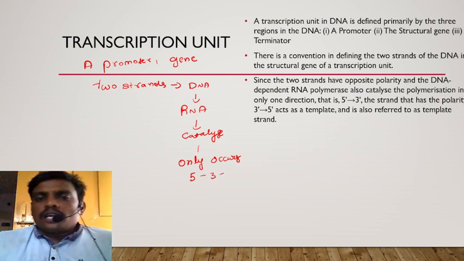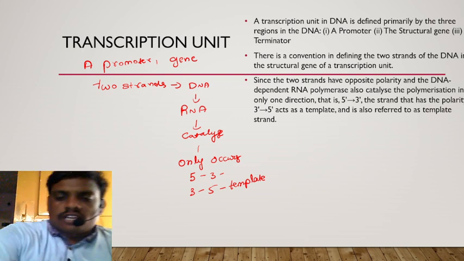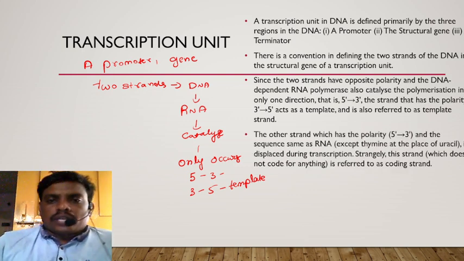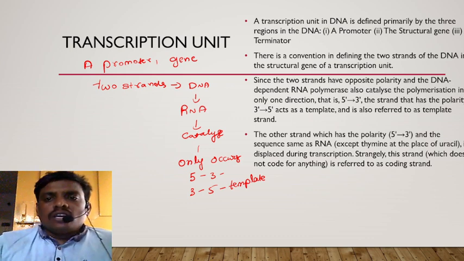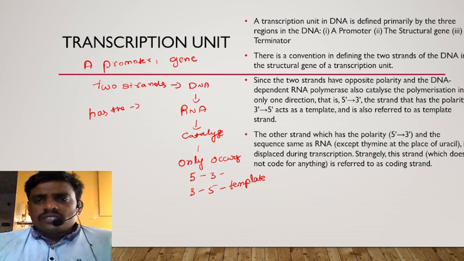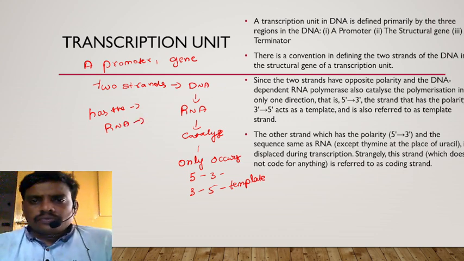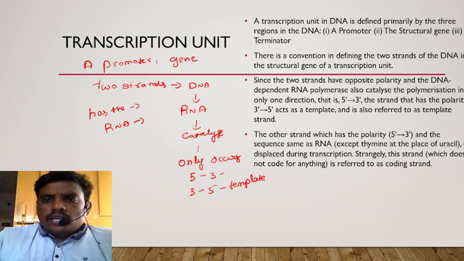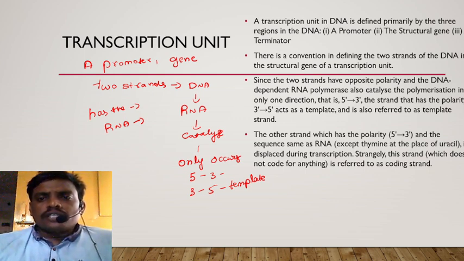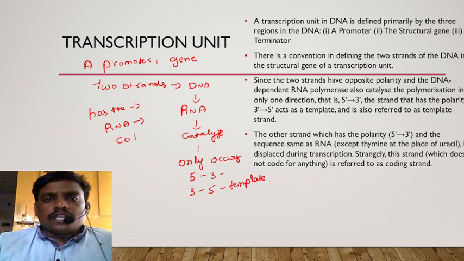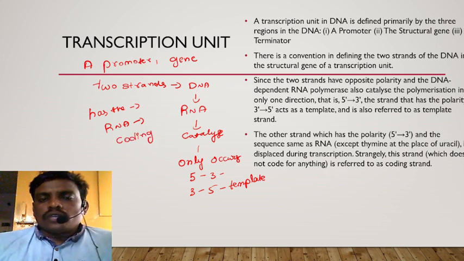The strand that has the polarity 3' to 5' acts as a template during this process, and it is also referred to as the template strand, which is required for the copying of genetic information. The other strand has the polarity 5' to 3' and a sequence the same as RNA, except thymine is at the place of uracil, which is displaced during transcription. And strangely, this strand, which does not code for anything, is referred to as the coding strand. It will not code for anything, hence it is called a coding strand.